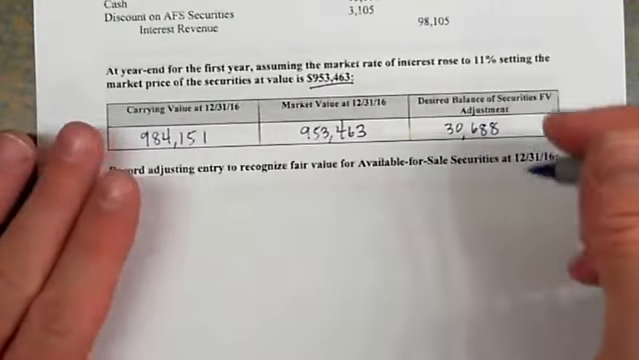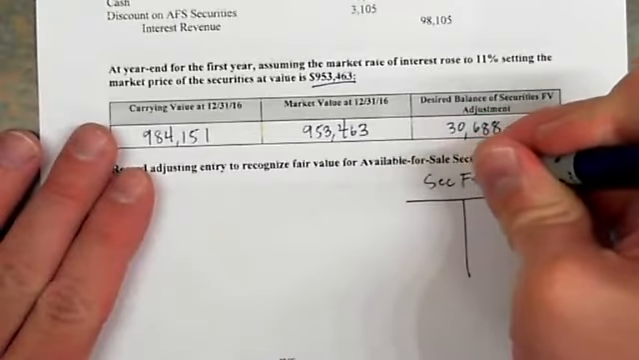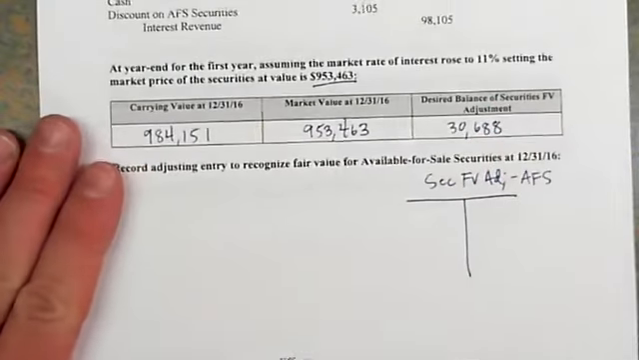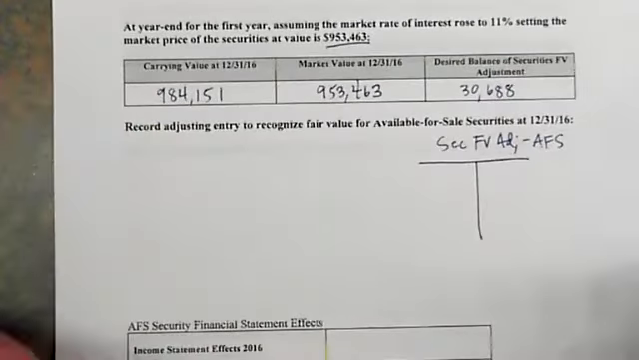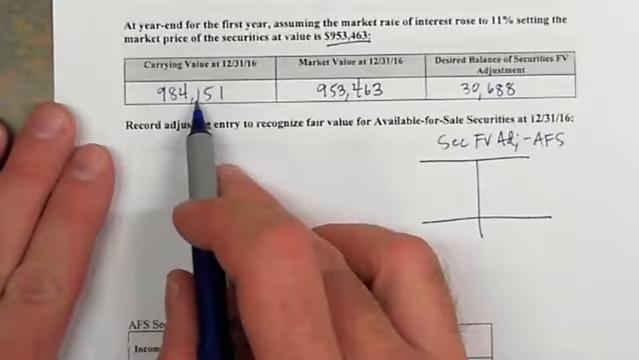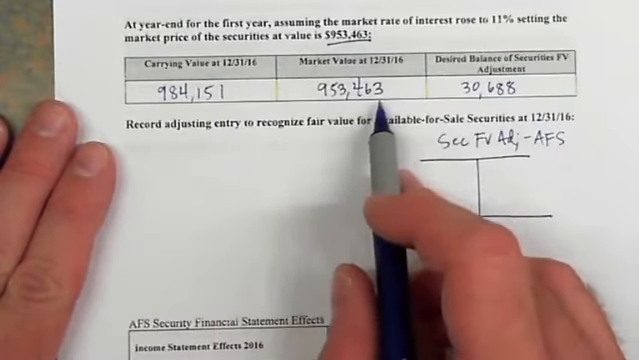That desired balance is going to be recorded as a security fair value adjustment account like we used prior, except that this one will be for the AFS securities so that we don't cross paths and make an adjustment to the trading securities account. Now, the difference here is that since the carrying value is above the market value, we're wanting to bring it down, so we're wanting to decrease it.